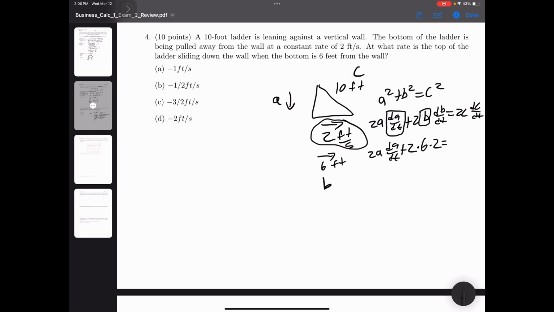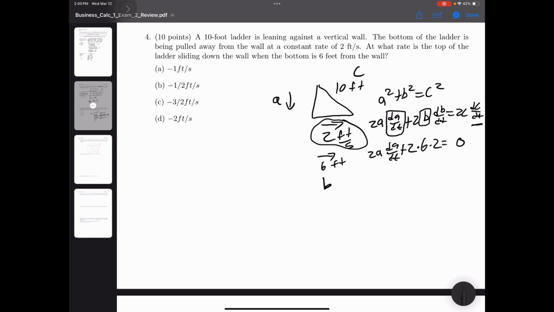Now think about the change in C. If I have a 10-foot ladder, over time, it's not changing at all. A 10-foot ladder is not changing at all over time. It's staying a 10-foot ladder even if it's falling down. So what that means is my dC/dt, my change of C over time, is actually 0. So on the right side, I just get a 0. Now we have a problem.